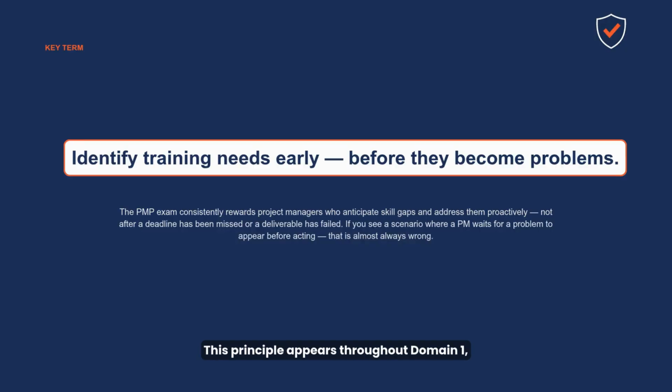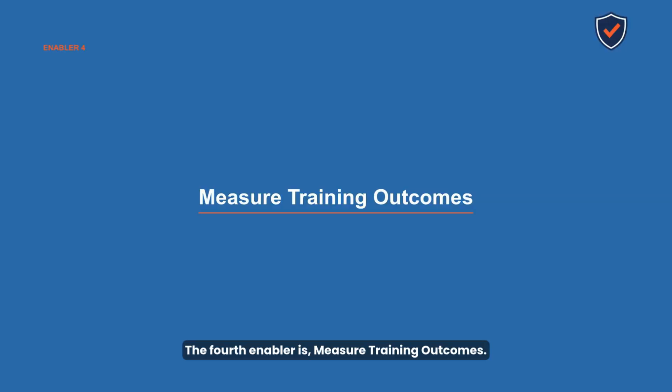This principle appears throughout Domain 1, and Task 5 is where it is most directly tested. The PMP exam consistently rewards project managers who anticipate skill gaps and address them proactively, not after a deadline has been missed or a deliverable has failed. If you see a scenario where a PM waits for a problem to appear before acting, that is almost always wrong.